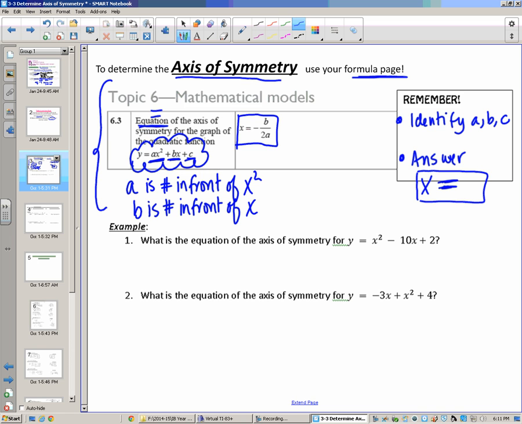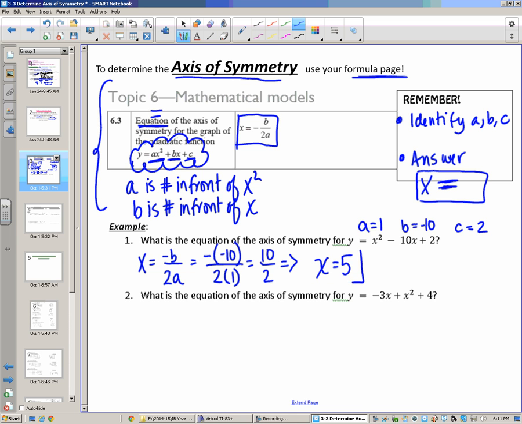Okay, so an example. What is the equation of the axis of symmetry for y equals x squared minus 10x plus 2? I look at the x squared and I say, okay, the a is 1. I look at the number in front of the x. That's my b. That's negative 10. The number by itself, c, is 2. The equation of the axis of symmetry is x equals negative b over 2a. So negative 10 divided by 2 times 1. So I get 10 over 2, which gives me my answer: x equals 5 when you actually do that division.